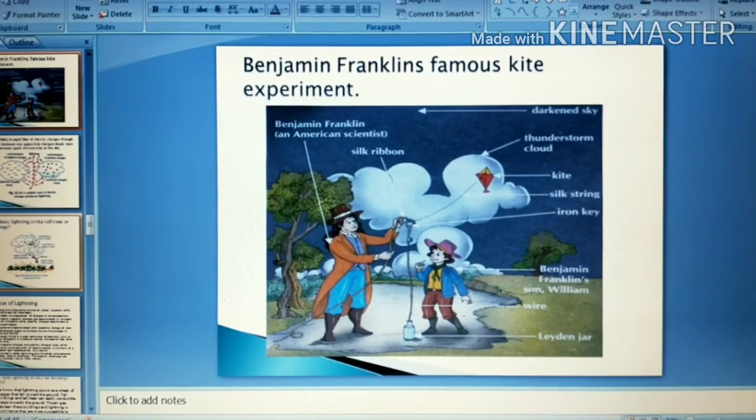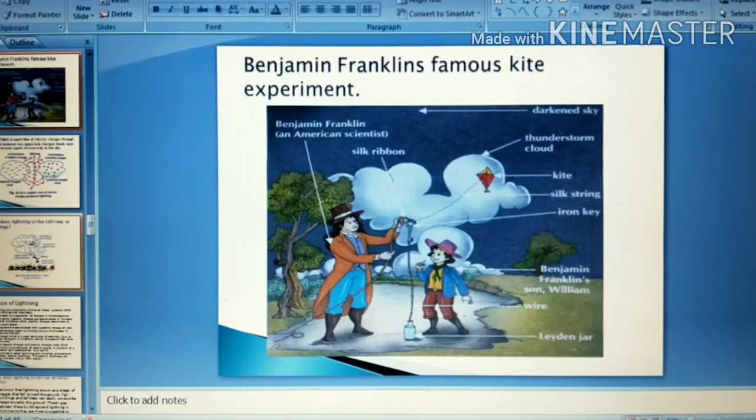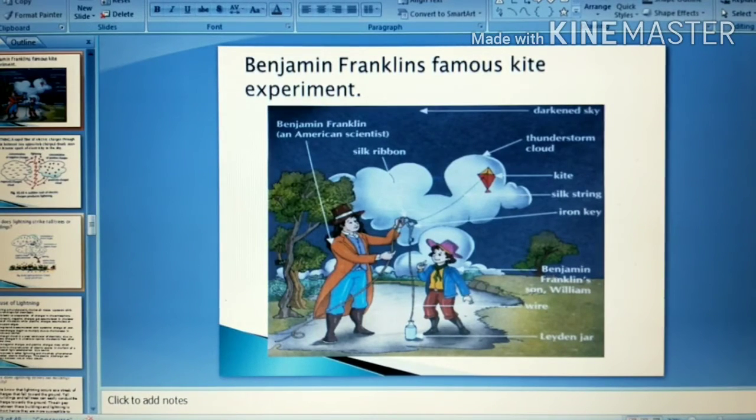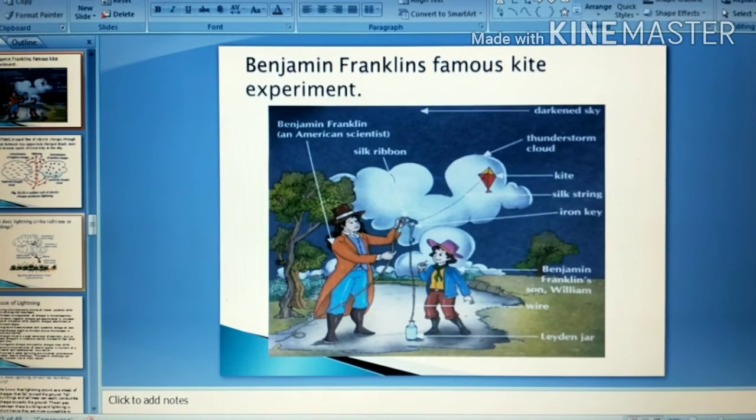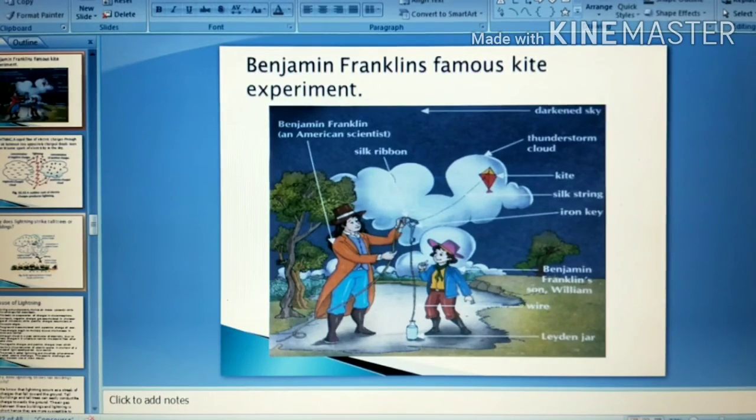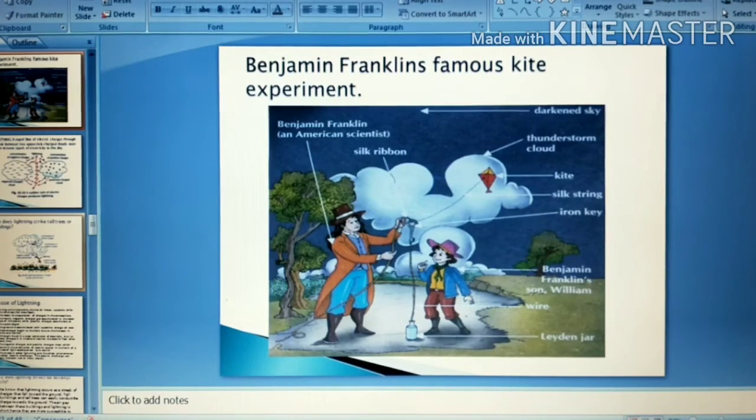Today I am going to start module 3, which deals with lightning. In this module we are going to study what is lightning, how lightning is caused, why lightning strikes tall buildings or tall trees, what devastation lightning can cause and what precautions can be taken by us to save ourselves from this destructive natural phenomenon. So let's begin.